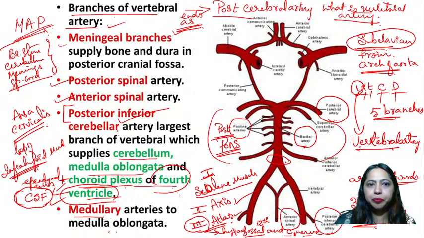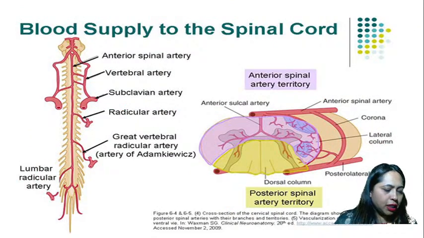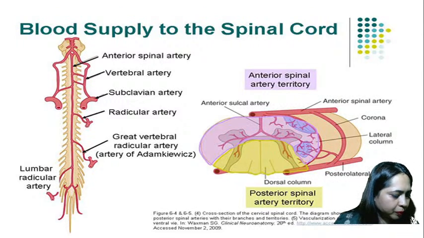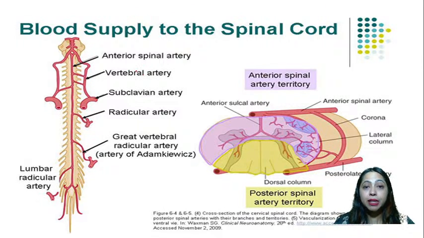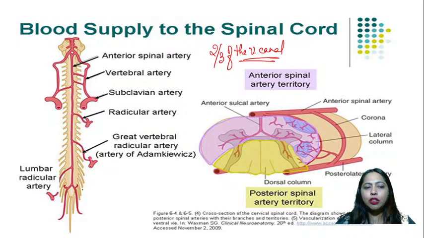Next one. This is how you can identify the blood supply. You can see the spinal cord almost occupies two-thirds of the vertebral canal, right? Two-thirds of the vertebral canal is occupied by the spinal cord. The rest of the vertebral canal is not occupied by the spinal cord.